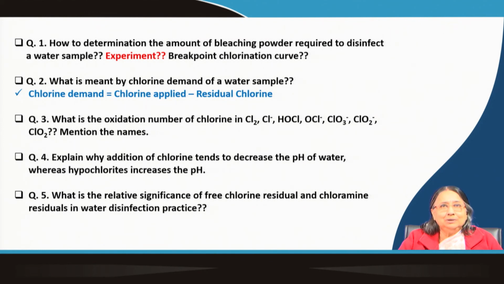Then there are so many compounds you have seen: chlorine in the 0 state, then chloride, then HOCl, OCl minus, ClO3 minus, ClO2 minus, ClO2 gas. So, what are the names? And what is the oxidation state of chlorine there? This is very interesting. And explain why addition of chlorine tends to decrease the pH of water and hypochlorite increases the pH, that I already answered. What is the relative significance of free chlorine residual and chloramine residual in water disinfection practice?